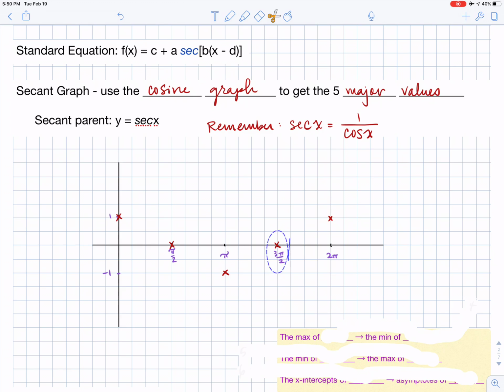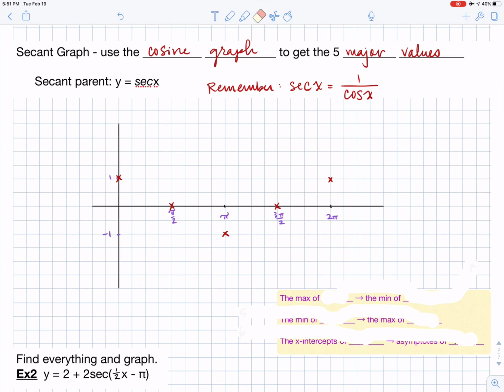And remember from the last video, anytime you have x-intercepts on the sine or the cosine, these are going to become the asymptotes of the cosecant or the secant graphs. So every time I have an x-intercept, let's go ahead and draw an asymptote.